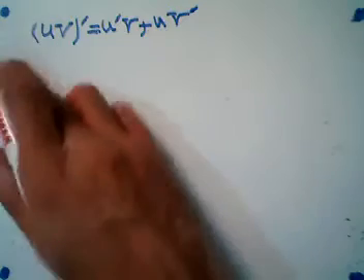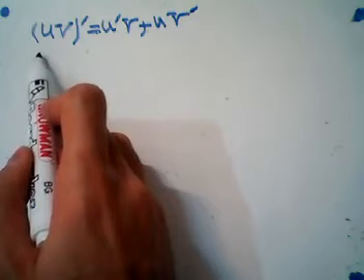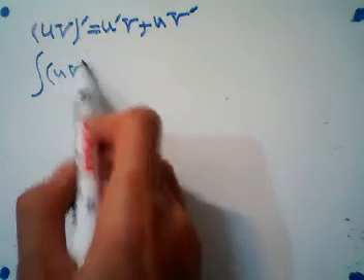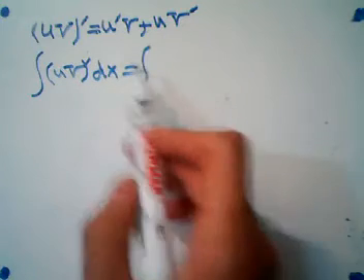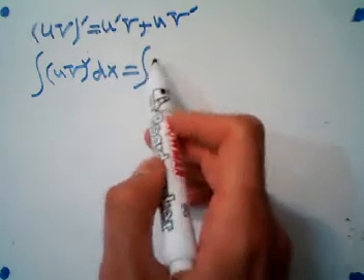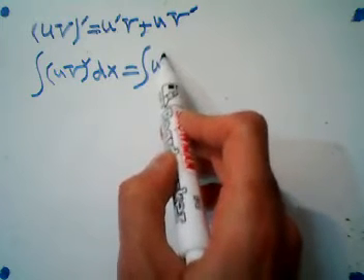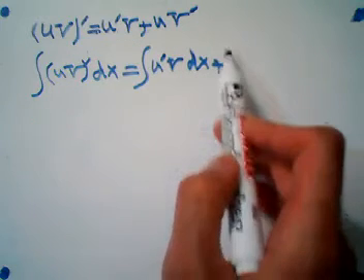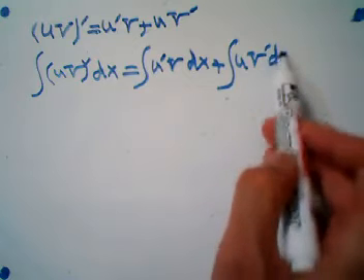Okay, now let's integrate both sides. That tells us that the integral of the derivative of uv dx equals the integral of u prime v dx plus the integral of u v prime dx.